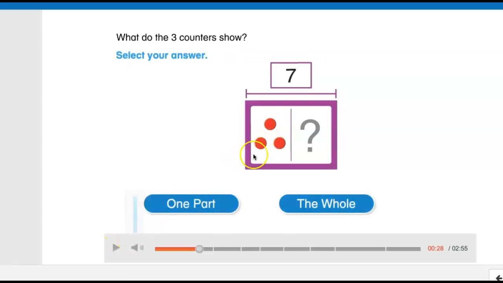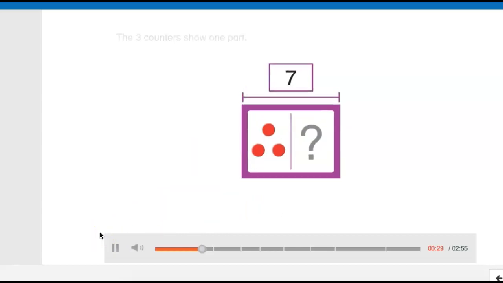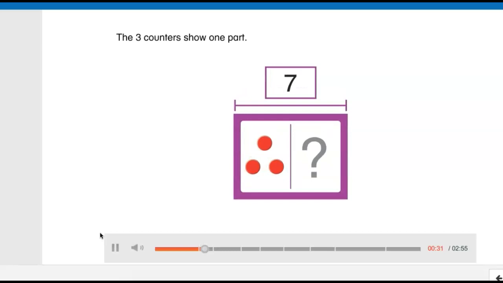Do these 3 counters show one part of our problem or the whole part of our problem? So if our whole is 7 and we have 3 counters down here, does that show one part of our problem or the whole part? One part. The 3 counters show one part.